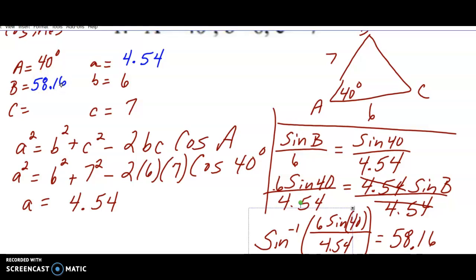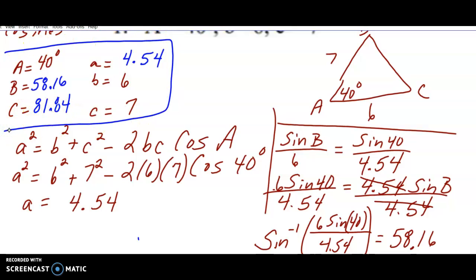And then from there, all you have to do is subtract from 180, because if you know two of the angles, you can just subtract from 180 because there's 180 degrees in a triangle. And you end up with 81.84. Okay, and then you look this over real quick and make sure your answers make sense. So the smallest side should be across from the smallest angle. So my 4.54 is the smallest and my 40 is the smallest. So that totally makes sense, right? And my 7 is my biggest, my 81.84, that's my biggest angle. So that's the solution for number 1.